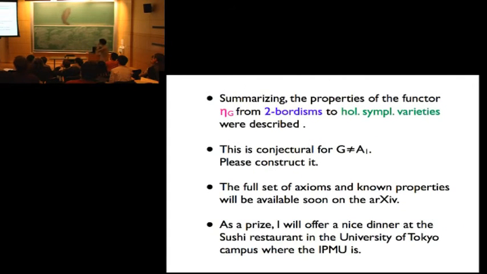So summarizing, the properties of the functor eta_G from the category of two-bordisms to the category of holomorphic symplectic varieties are described. This is conjectural when G is not equal to A1. For A2, I told you almost all the ingredients. All you have to do is to check the associativity. So please do that. In order to go further, you need to guess what T_G is in general. And I guess it's very difficult to go on without a written down set of axioms and known properties.